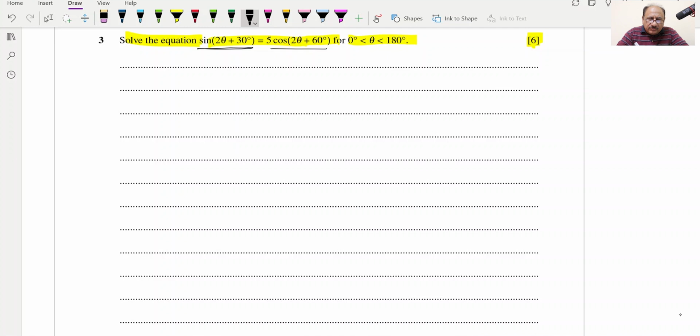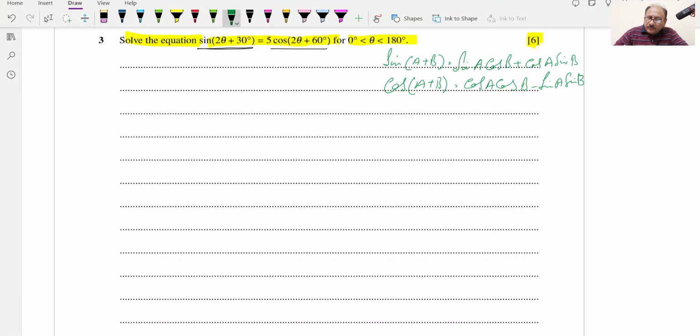So sine of a plus b is equal to sine a cos b plus cos a sine b. So we will be using the same formula. Even you can write the formula. Sine of a plus b is equal to sine a cos b plus cos a sine b. This will be the formula for sine a plus b, and cos a plus b is equal to cos a cos b minus sine a sine b.